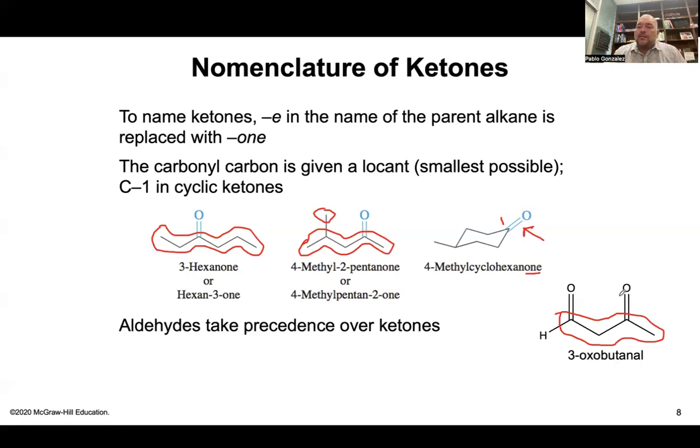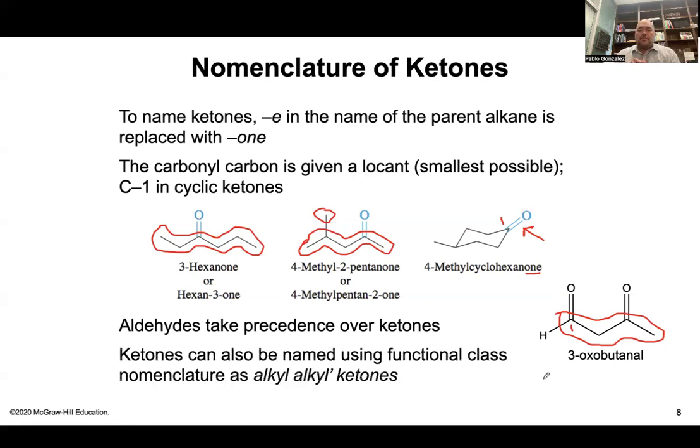3-oxo, position 3. The carbonyl group is going to be known as an oxo. Butane, because we have 4 carbons, and al, because it's an aldehyde. And as we mentioned before, it's going to be carbon number 1. The aldehyde is always going to be carbon number 1, so you don't have to assign a specific location to that aldehyde. It's always going to be 1.